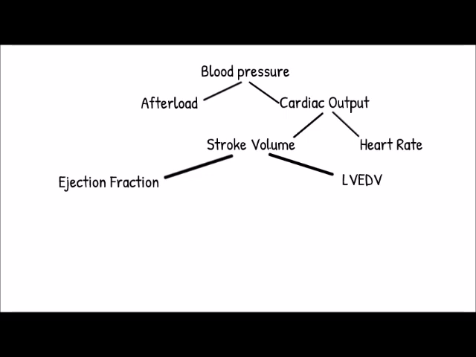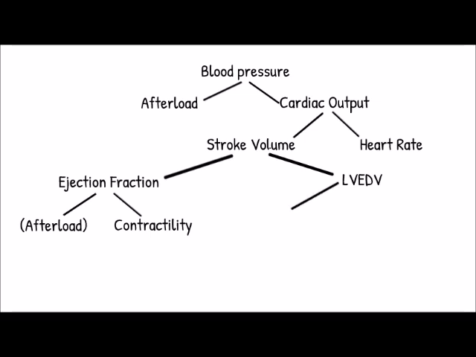Ejection fraction is dependent in part on LV EDV itself, based on Starling's law, but also on the contractility of the ventricle, the energy-dependent shortening of the muscle, and also the afterload. But here it's the reverse of the afterload. Increasing afterload reduces the ejection fraction. Back to end diastolic volume.